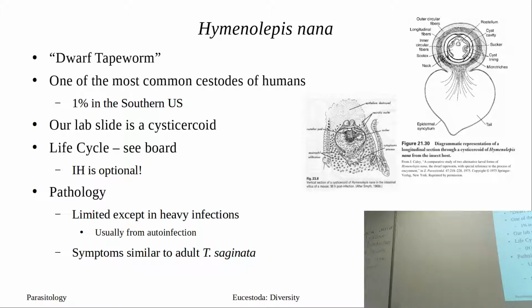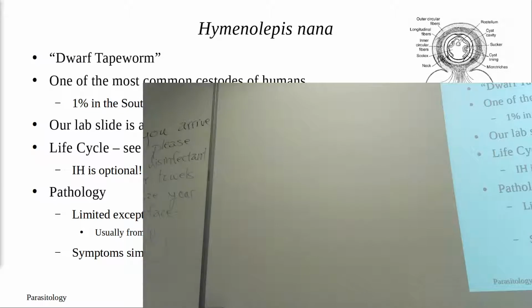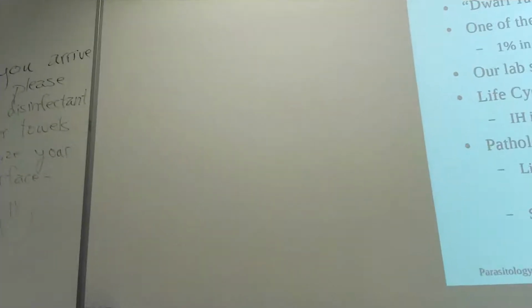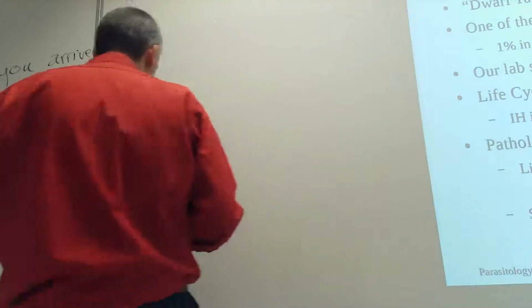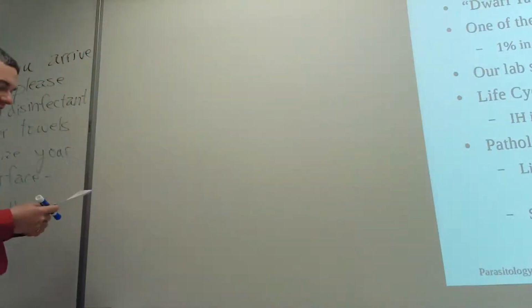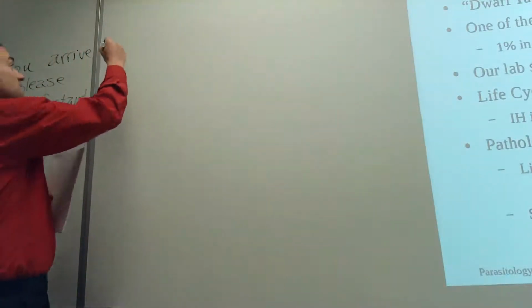So let's go over our life cycle. Leave the life cycle up on the side. So this is the life cycle for Hymenolepis nana. Even though I said Hymenolepis diminuta could also go in humans, we're not going to diagram that life cycle. This is just Hymenolepis nana.